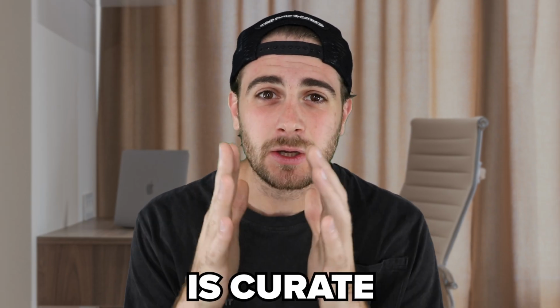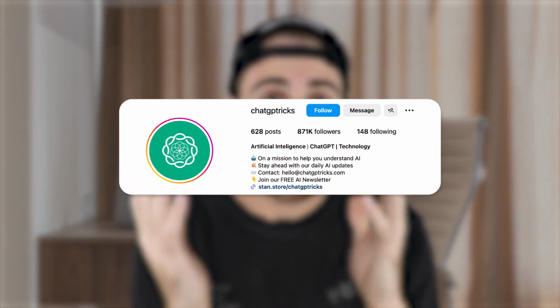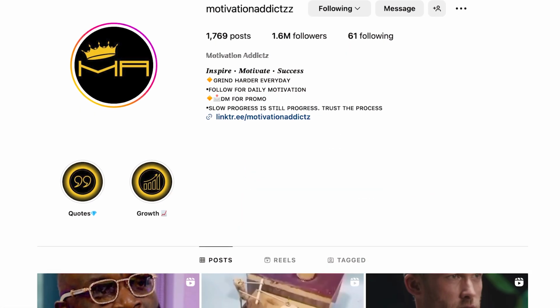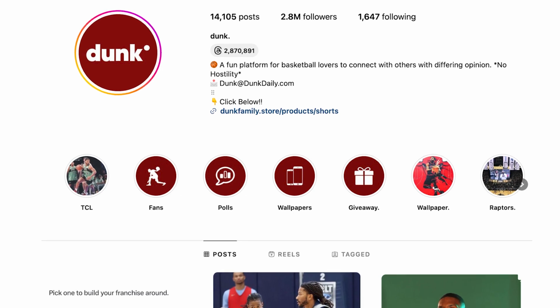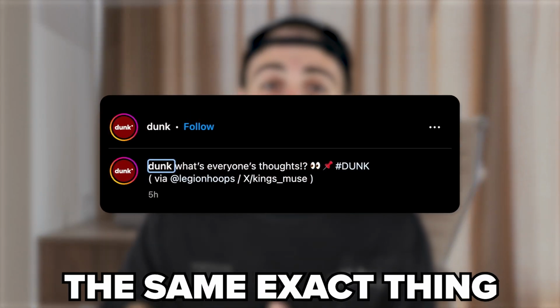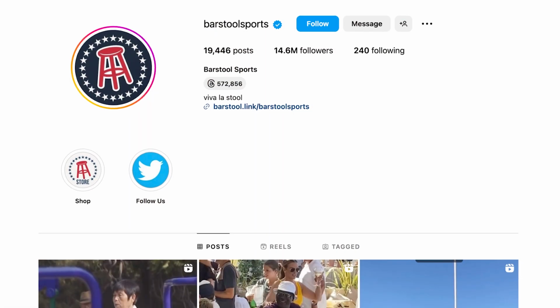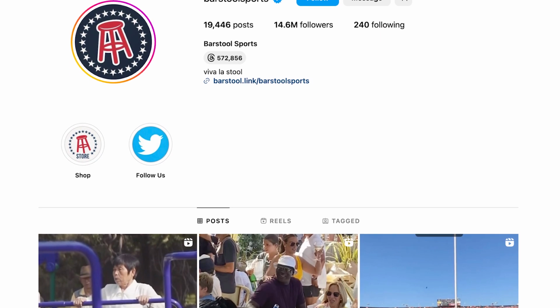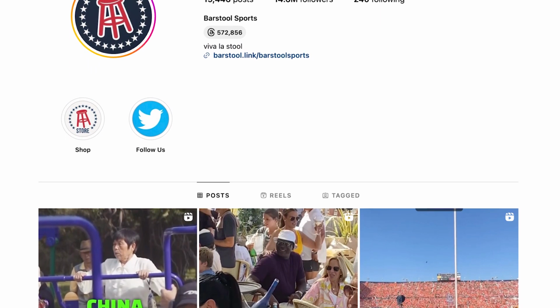The first thing you need to do is curate other people's content. If you look at a lot of popular pages, all they actually do is curate content around whatever the theme is. For example, there's a lot of AI pages, there's a lot of motivation pages, there's a lot of sports pages, there's a lot of fashion pages, and all they simply do is curate other people's content, post it on there, and give them credit, and you can do the same exact thing. And eventually what's going to happen is when you're the biggest theme page within your niche, people are going to be sending the post to you. I mean, look at what Barstool does. They literally have made a page off of other people's content, and you could be doing the same thing.